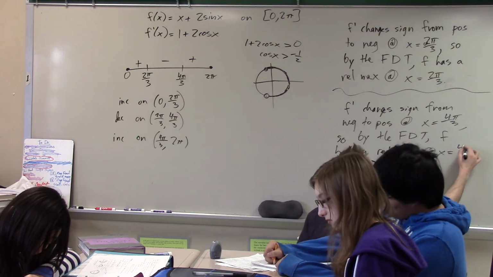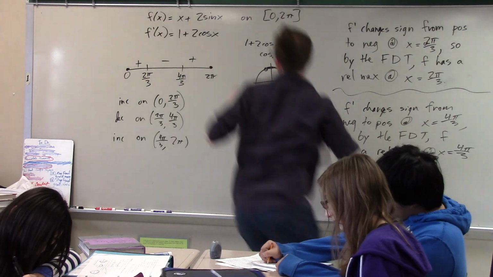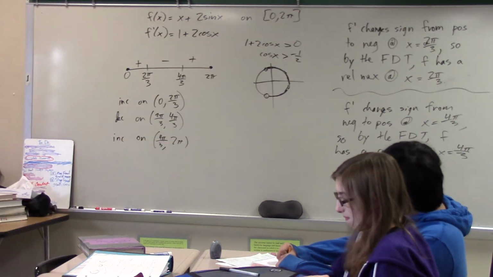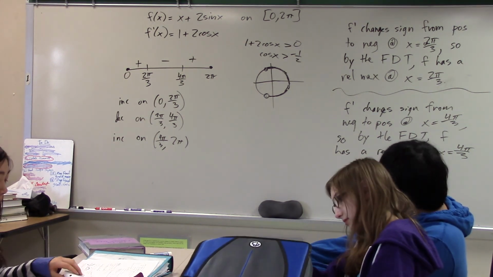Yep. Perfect. Derivative is negative, then it's positive, so there must be a relative minimum. That's how the first derivative test works. Everyone get this?